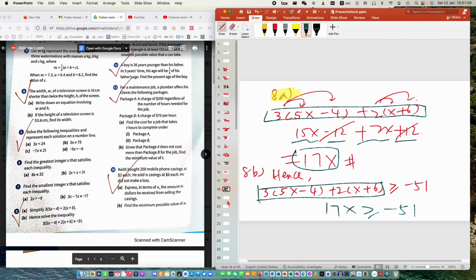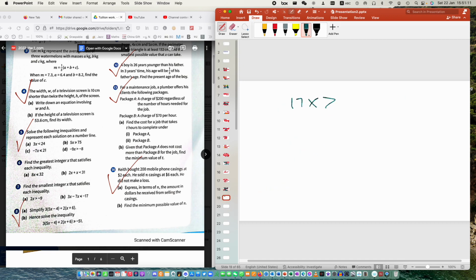So can you continue? 17x bigger or equal to minus 51. So the next step is, how do you get x? Divided by 17. Do you need to switch the sign in this case? No. Why not? Because it's not divided by a negative. Correct. So you just divide by 17. So it's minus 3. Can or not?